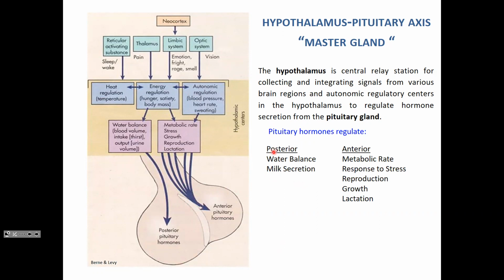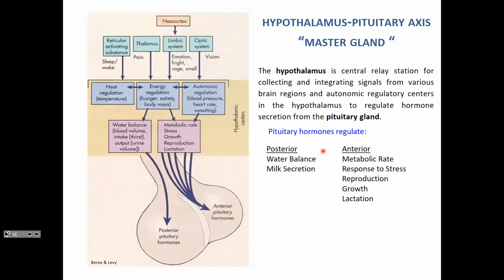So the posterior pituitary secretes vasopressin, which regulates water balance, and oxytocin, which helps in milk secretion. So it stimulates muscle contraction in the mammary glands for milk secretion.